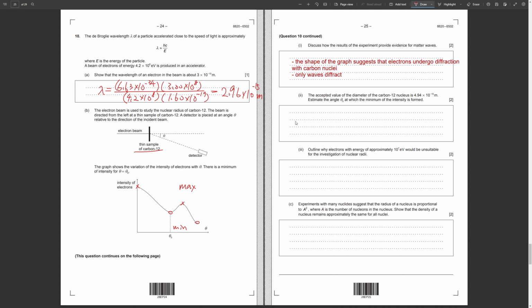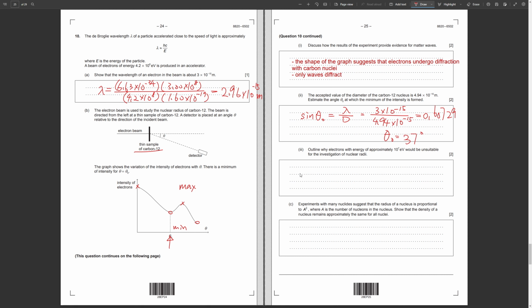Part 2, we make a calculation to predict the angle theta sub 0, which is the first minimum. So we begin with sine theta 0 equals lambda over d. It is the de Broglie wavelength of the electron. It's given as 3 times 10 to the power of negative 15 divided by the diameter. It is 4.94 times 10 to the power of negative 15. So this ratio is 0.60729 and angle theta 0 should be 37 degrees.